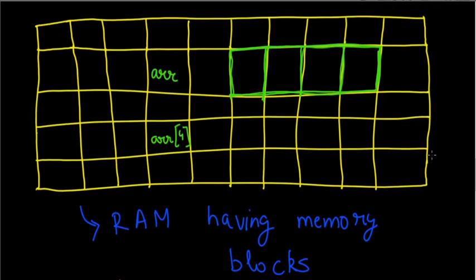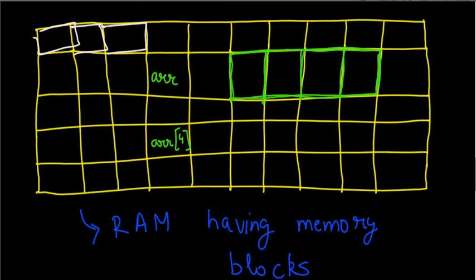So we take a RAM which is having the memory blocks. Okay, so these are the memory blocks, or you can also call this cells. So what is a declare? Okay, so basically the declaration means creating the reference.